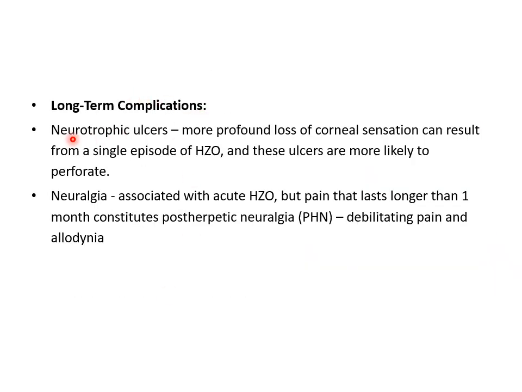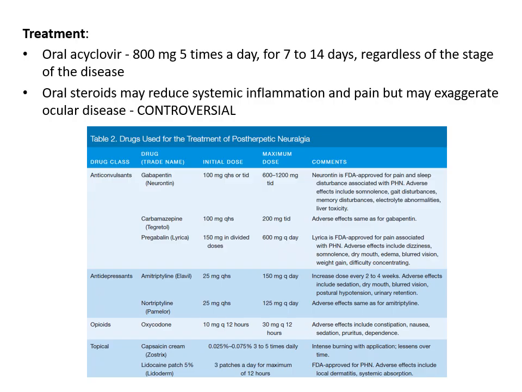Long-term complications include neurotrophic ulcer, similar to that seen in herpes simplex, but more profound loss of corneal sensation, even if a single episode of HZO had happened, and these ulcers are more likely to perforate. Neuralgia, as we know, herpes zoster associated neuralgia is very, very bad. It is debilitating. And by definition, pain that lasts longer than 1 month constitutes post-herpetic neuralgia.